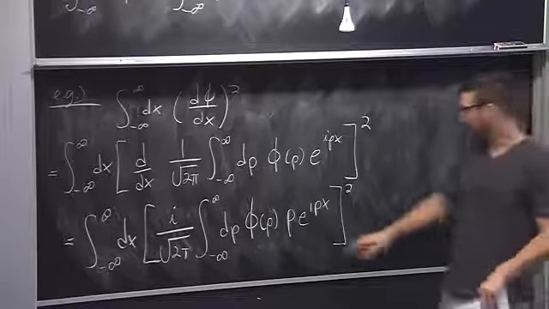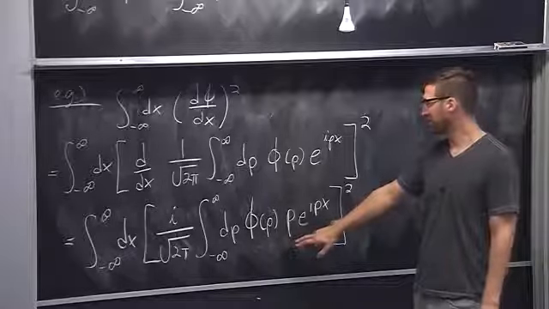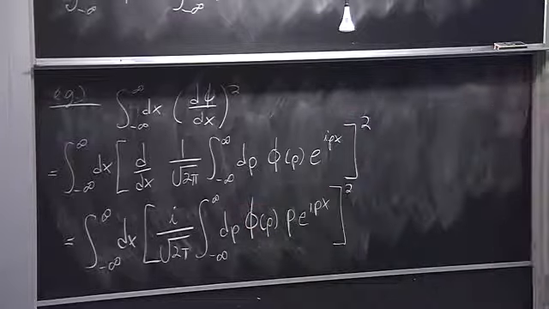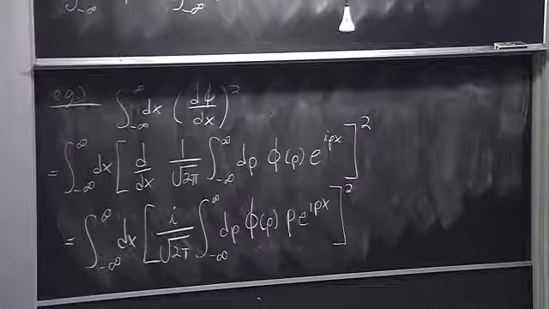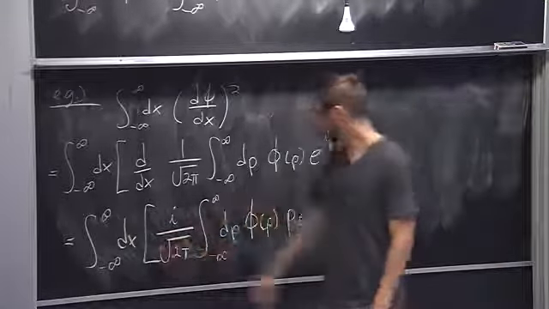So I've just pulled the i out front. Now I'm going to do the same thing. I'm squaring this thing, so I'm going to put two different indices, if you will, like a p and a p prime. But then I'm going to use the Dirac delta function with this integral here.